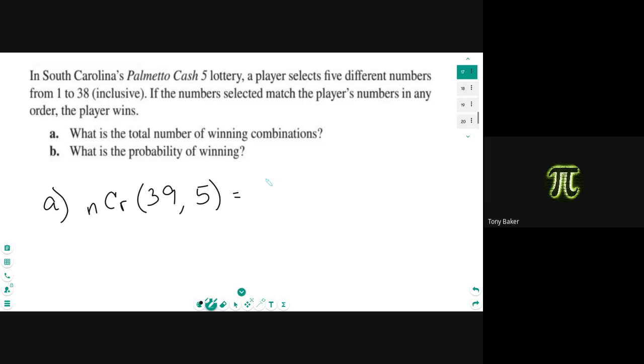How many? Going once, going twice. Good. What's the probability of winning? Yes, because only one of those is coming out as a winner, right?